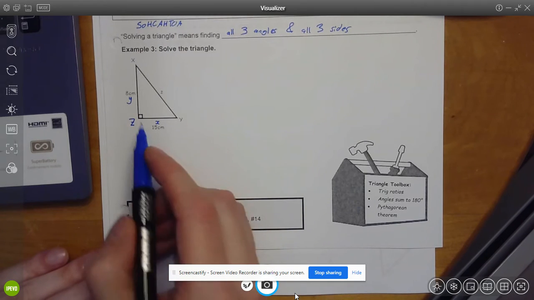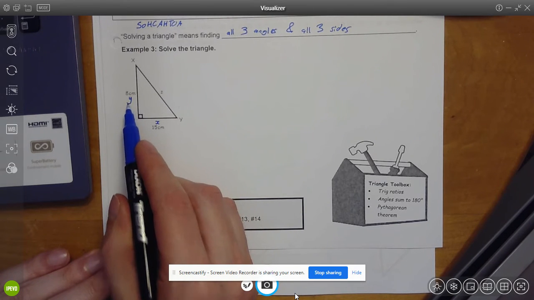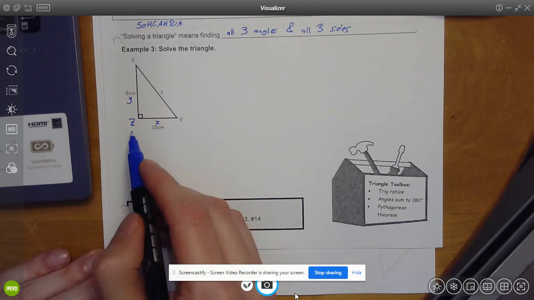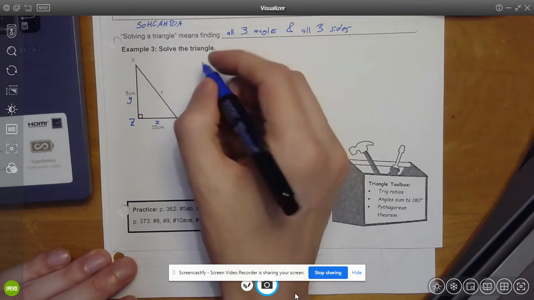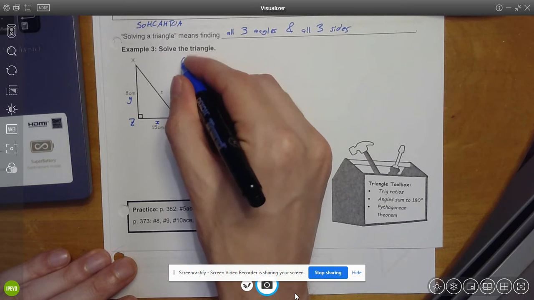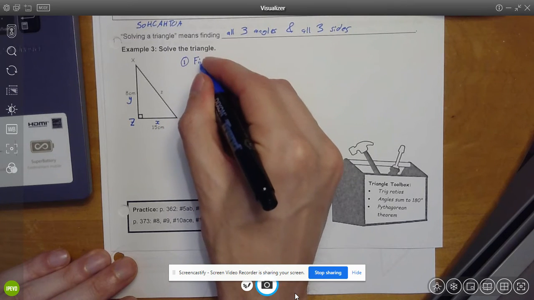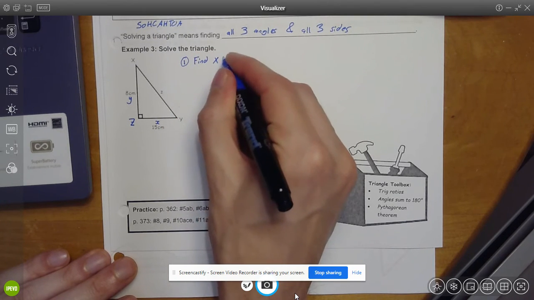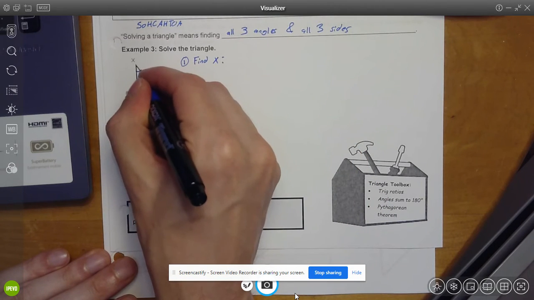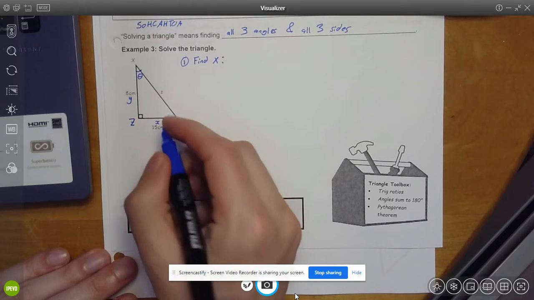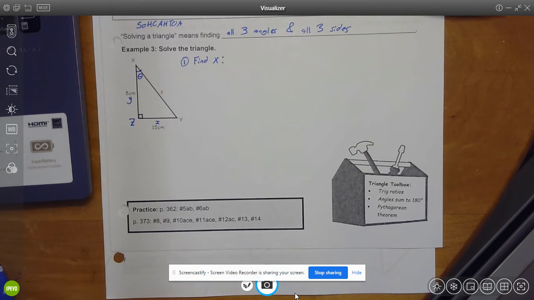So I've got to find side z. I've also got to find angle X and Y. So that's kind of our goal in this problem. We can pick what we want to do first. We can do it in any order. I'm going to find angle X first. What that means is I'm going to treat angle X as my reference angle, and I'm going to label the three sides from the perspective of angle X.